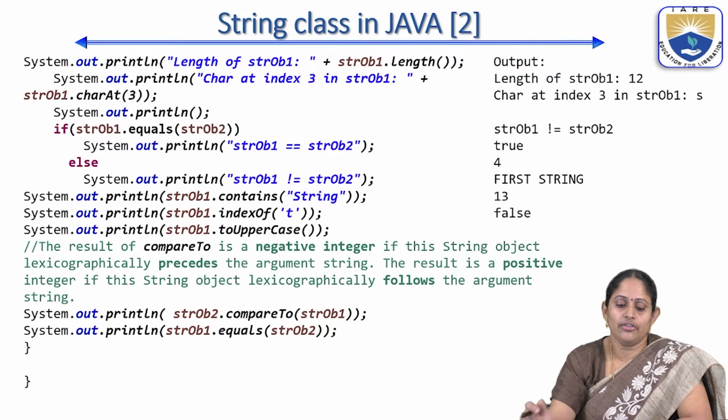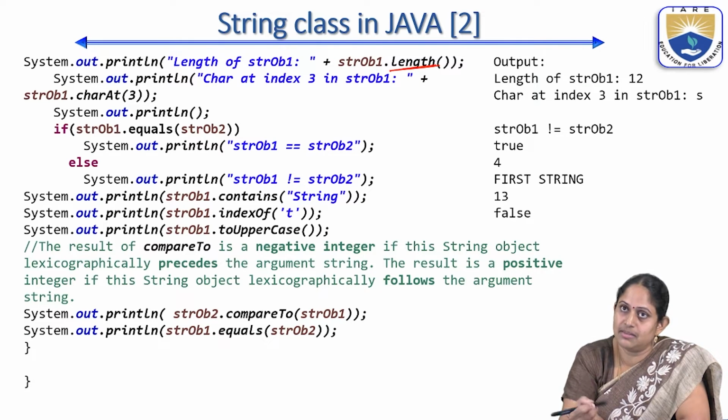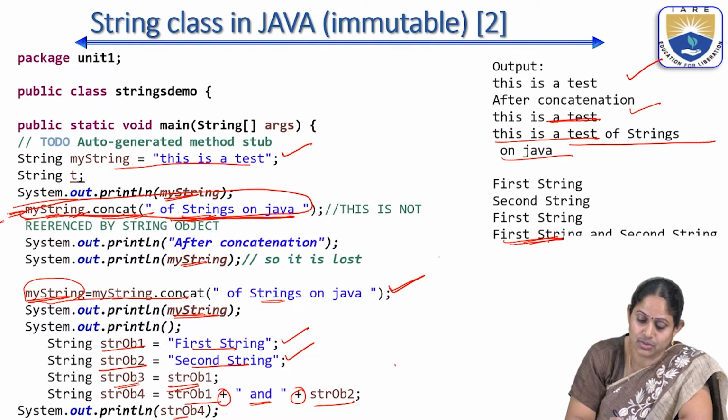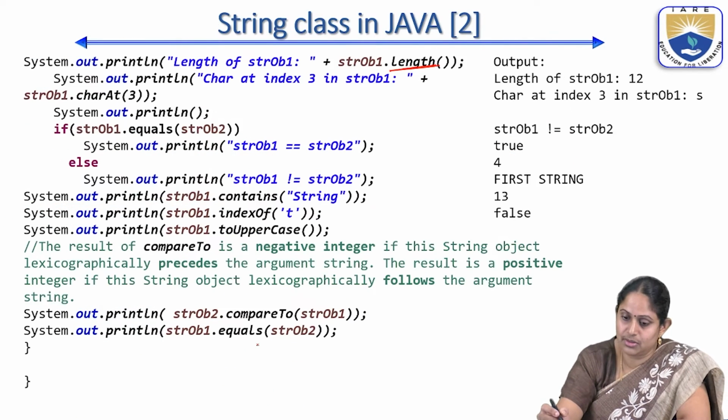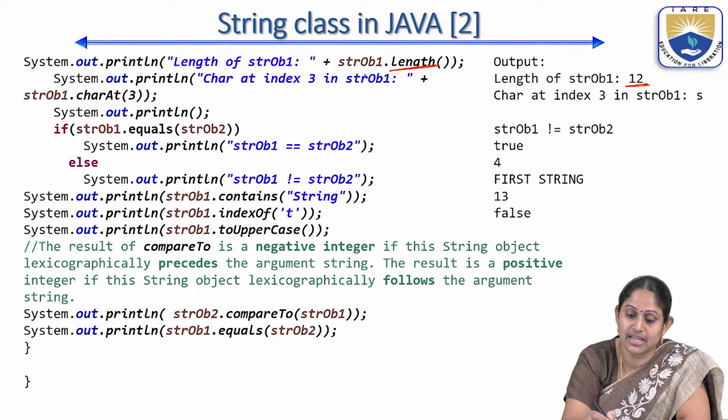So plus is acting as a concatenation operator here. Now to find the length of a string, we use the method length. The method length returns the length of the string on which it is called. So strOb1 has first string: 5 plus 1, 6, 6 plus 6, 12. So we get the length of string ob1 as 12.